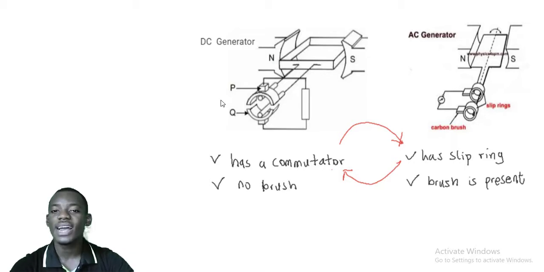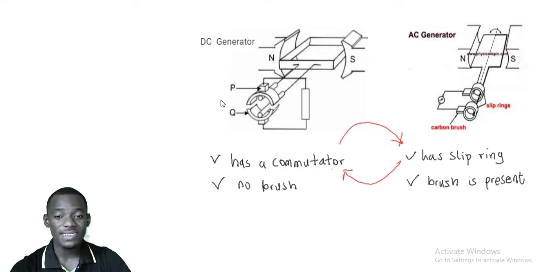Now number two is that a DC has a commutator, which means the current flows in one direction. Then AC has no commutator but has a slip ring, which means the current flows in two directions.